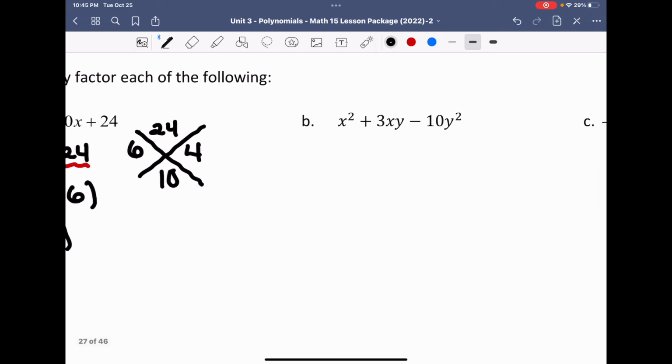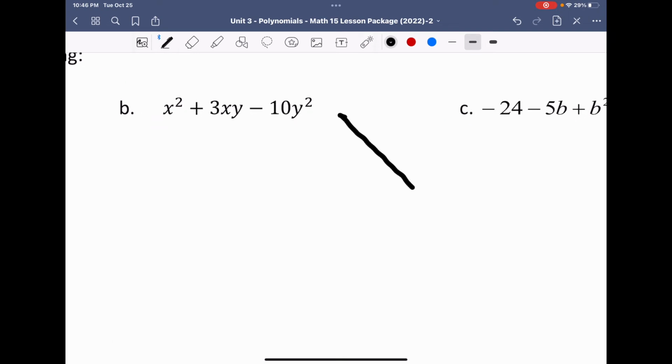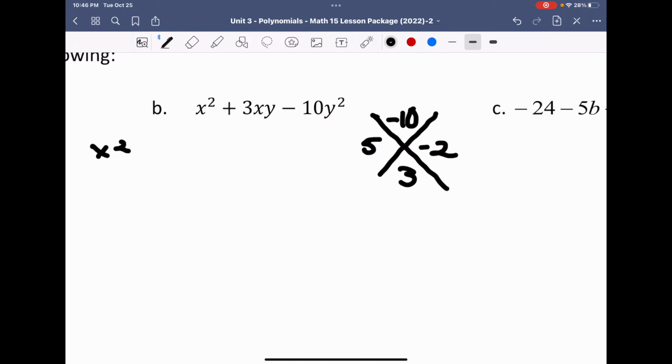All right, going over to example B, same thing except we see two variables. I don't want you to be worried about this, same process. I can draw my x, and I ask, what multiplies to make the outside number, negative 10, and adds to make the middle number? Well, I would come up with this being 5 and negative 2. So I can replace my inside variable with x squared plus 5xy minus 2xy minus 10y squared.